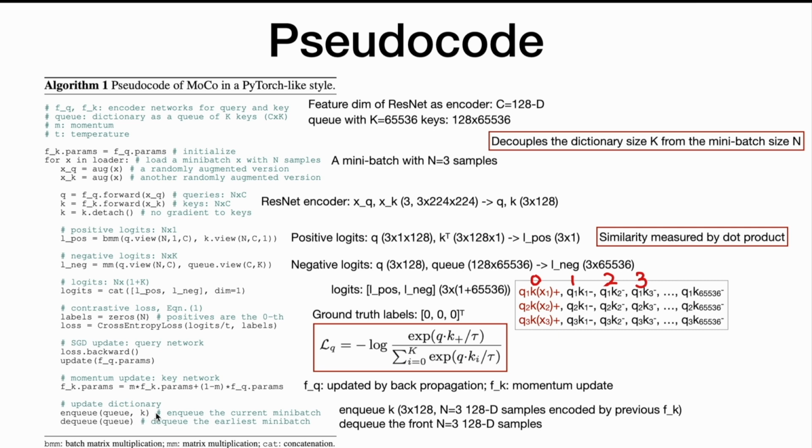Then finally, after the update, we add the mini batch we obtained in this loop, which is 3 encoded 128-dimensional vectors, appended at the end of the queue. These are actually the samples encoded by the previous key encoder. Then we remove the front 3 keys from the queue so that we keep the dimension of the queue constant.